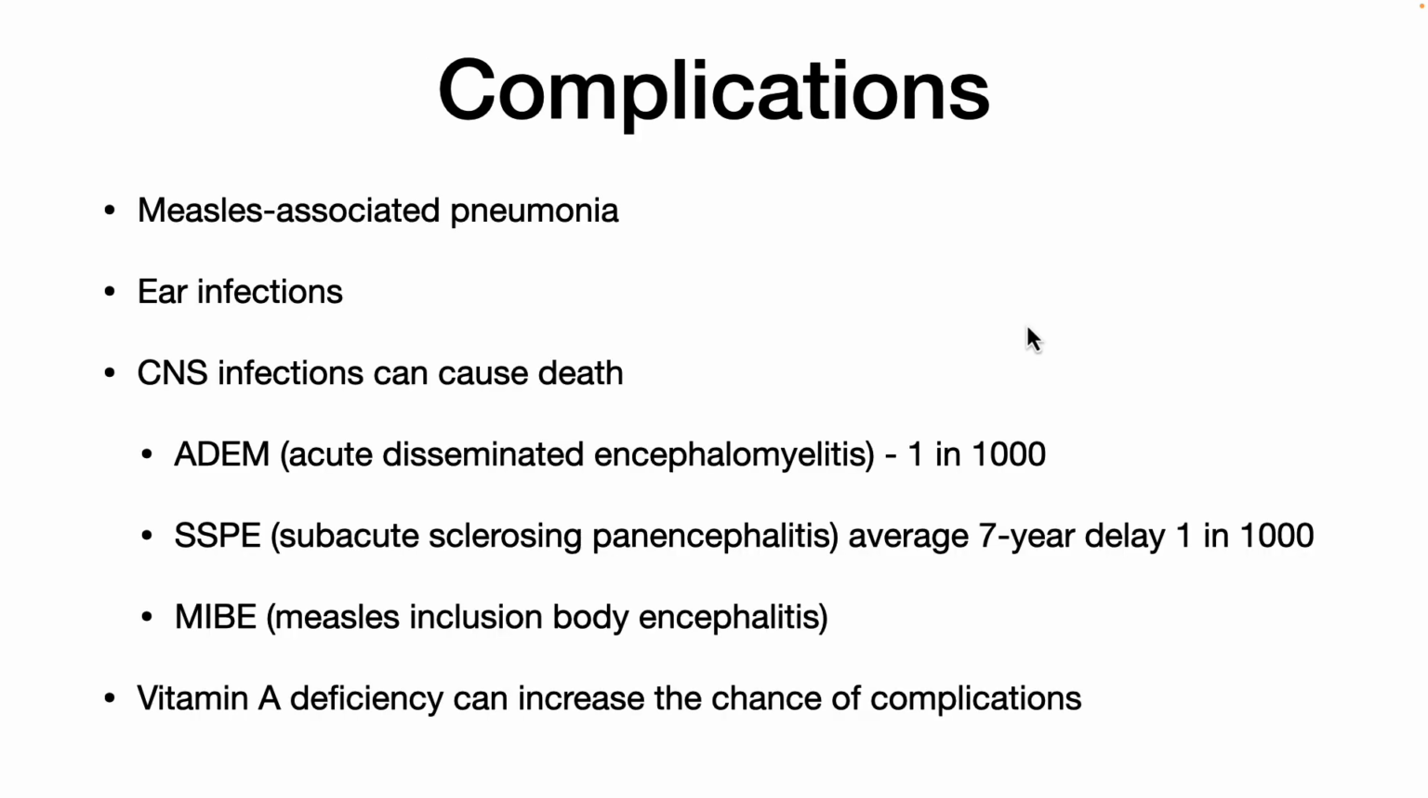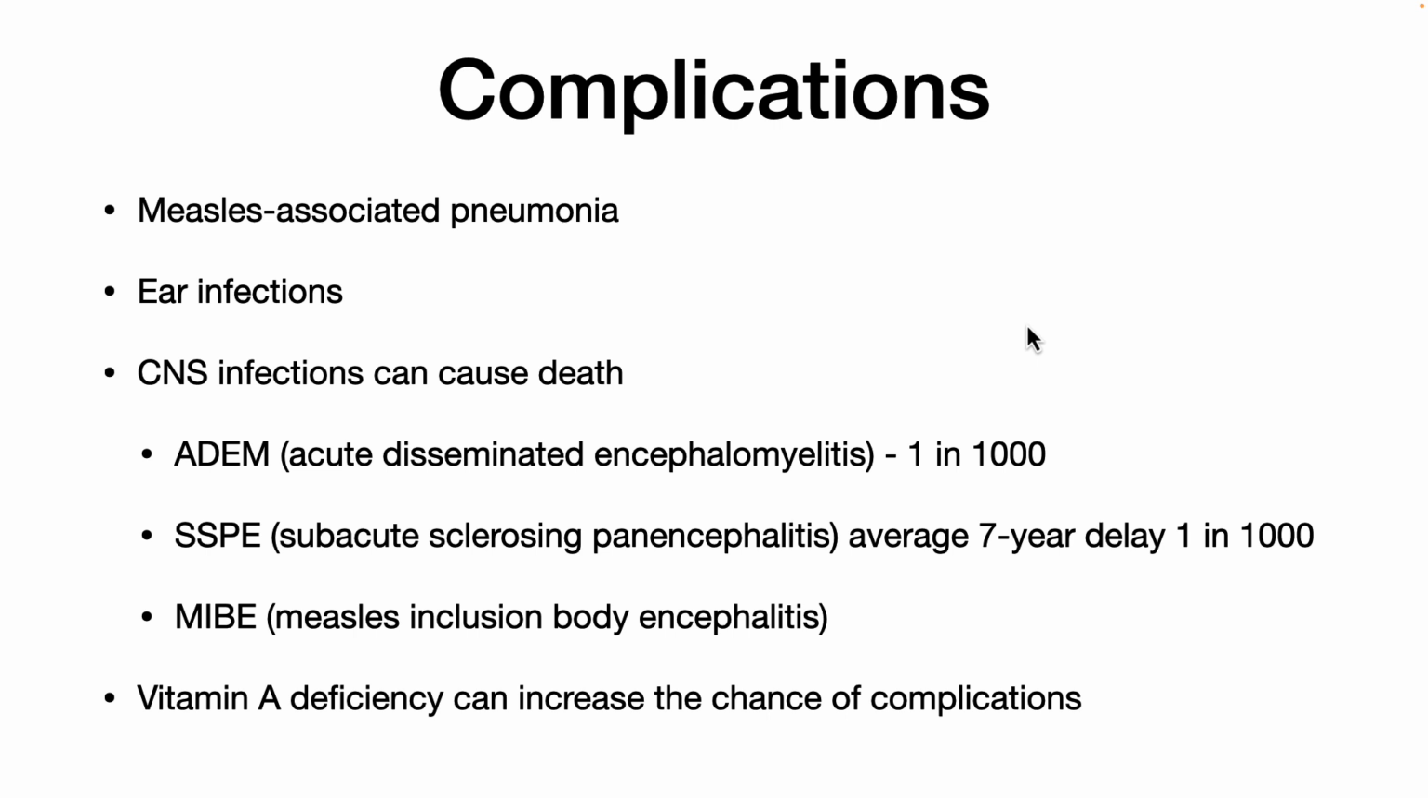Complications of measles are the main issue and is the reason we vaccinate against this disease. Measles-associated pneumonia can cause severe illness. In most cases, these cases of pneumonia are secondary infections with another virus or bacterium, but are especially dangerous because, remember, the measles virus suppresses the immune system. The C and V proteins interfere with the immune system. Ear infections are also common.